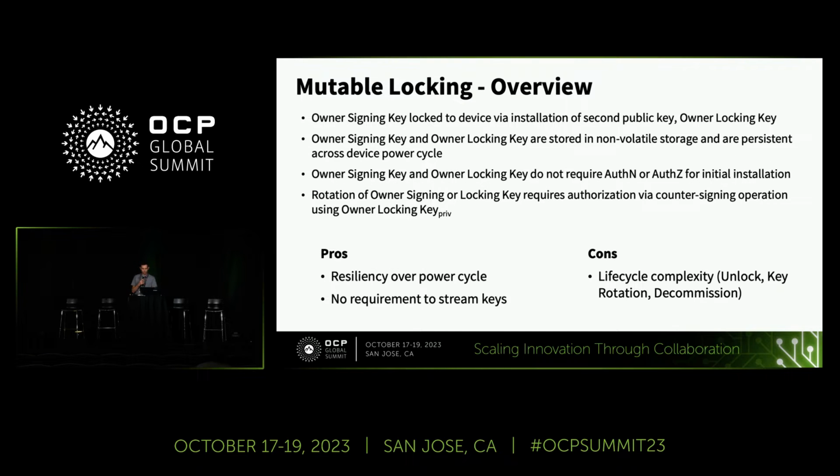But then what about our second ownership transfer archetype? Mutable locking. So in mutable locking, we take that same owner signing key and we add a second key, which we call the owner locking key. The owner signing key is locked to the device via the installation of that second key, the owner locking key. Both of those keys are stored in non-volatile storage, and as such, they're persistent across a device power cycle.